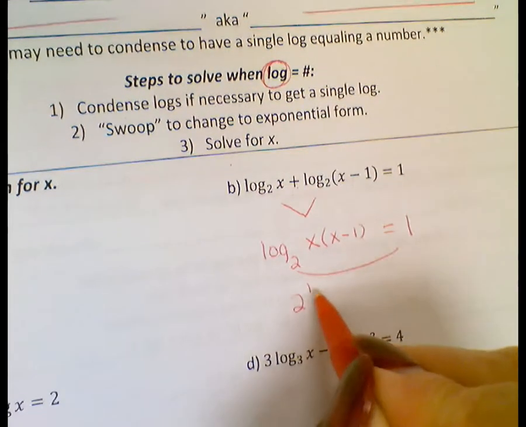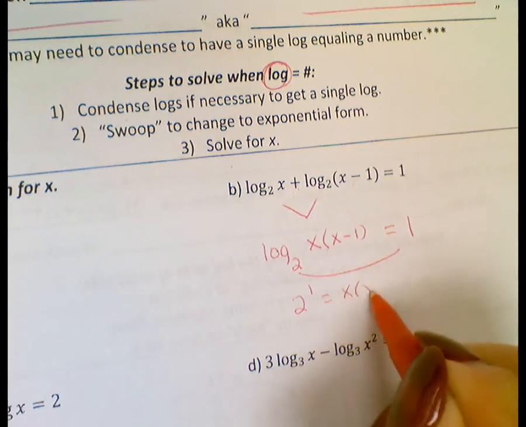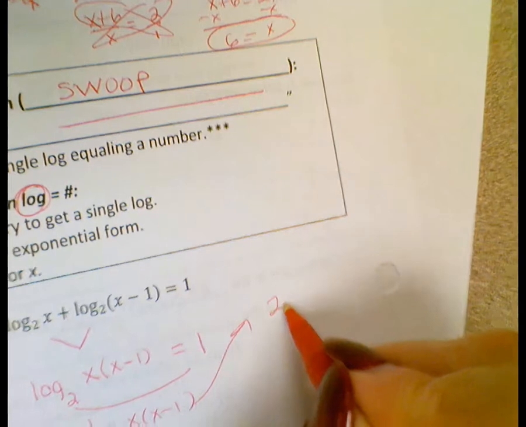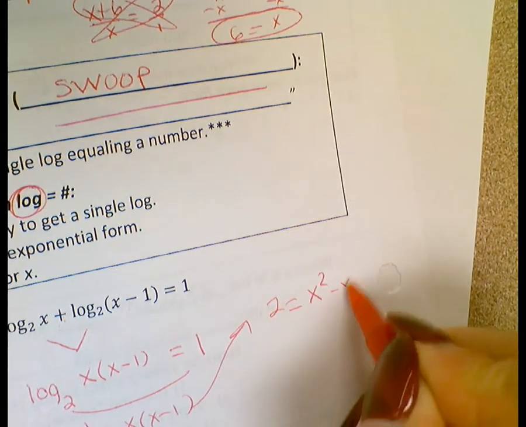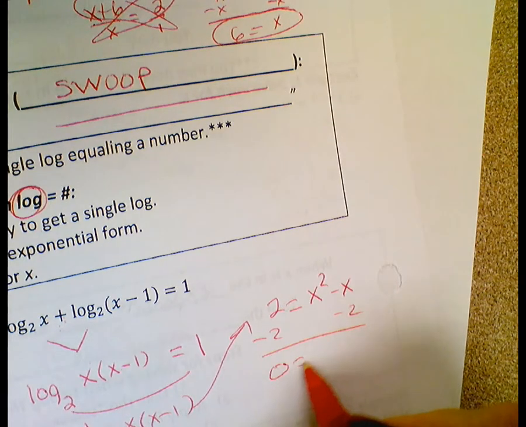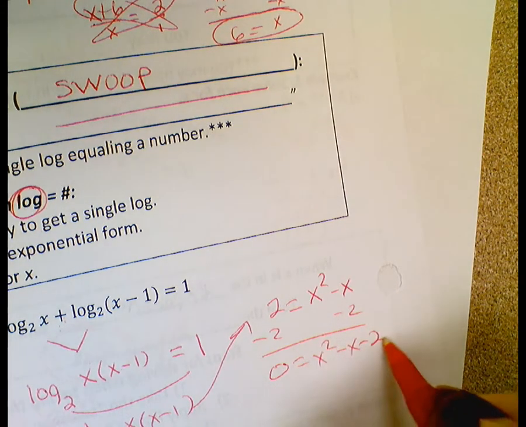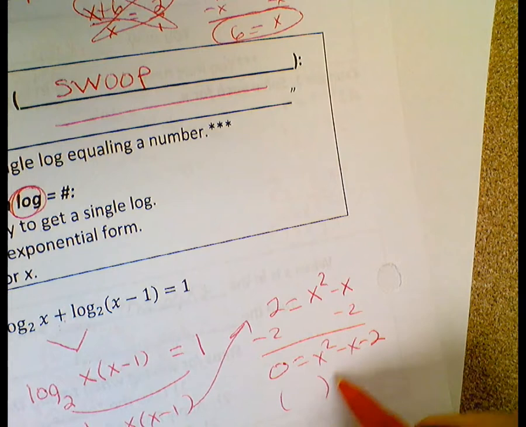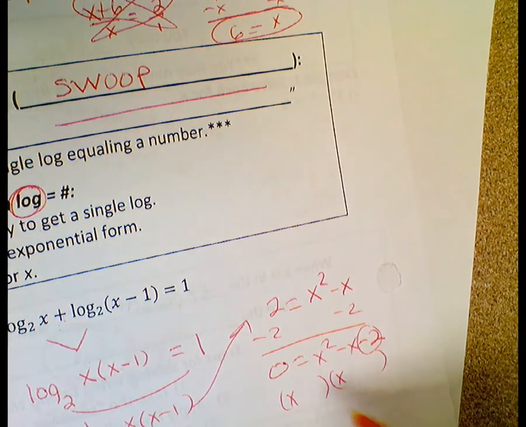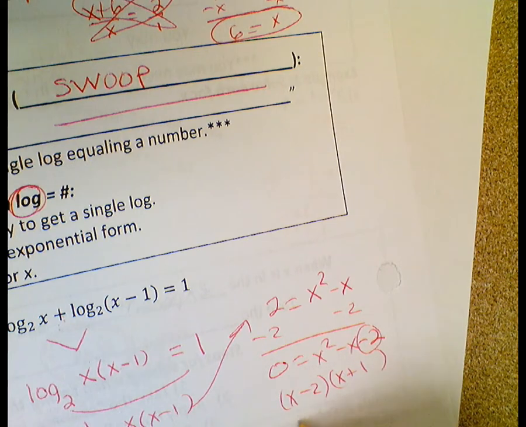So it's 2 to the first equals x times x minus 1, which is a little bit harder than the last one because we have to distribute the x to get this. Then you have to subtract 2 to the other side to get a trinomial. Then you have to factor. Factors of -2 that add up to -1 are -2 and 1. Set each one of these equal to 0, and you get x equals 2 and x equals -1.